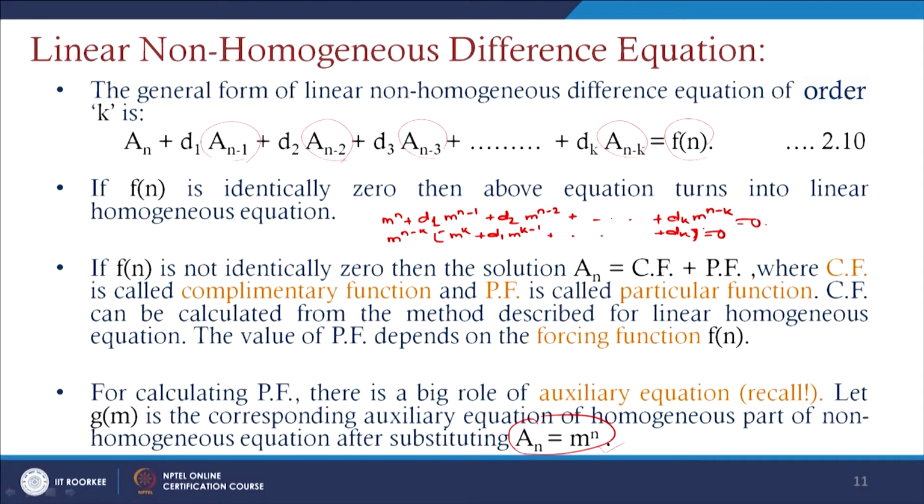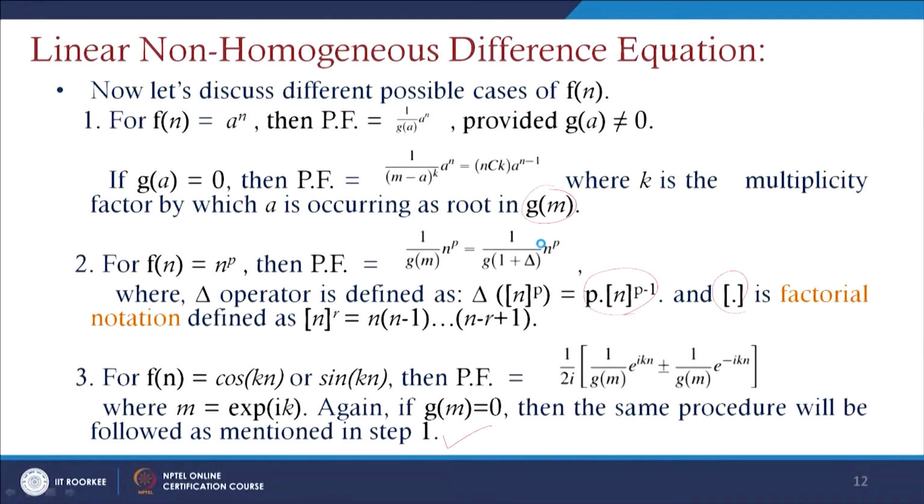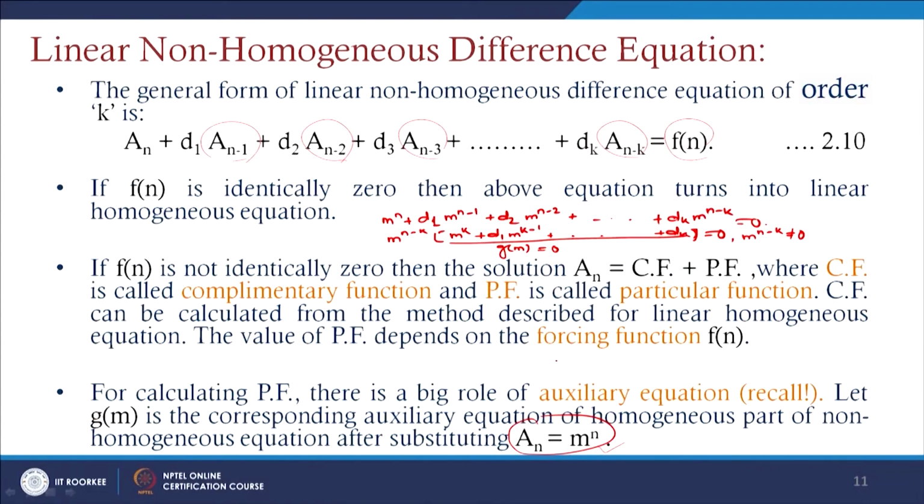And since m to the power n minus k is not equal to 0, we can consider this polynomial of degree k, which we write as G(m) equals 0. If you find the roots of this equation G(m), they will provide the characteristic roots for this difference equation. And if we evaluate these characteristic roots, we can write them in the form of a complementary function.